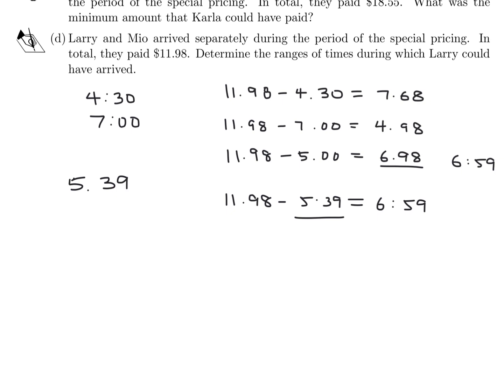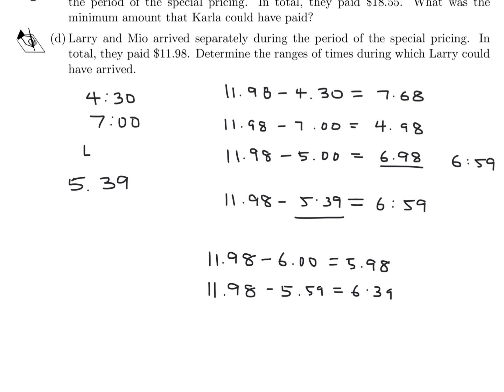And now let's try the other end of the spectrum. What happens? Let's try 6 o'clock. So that'd be $6. That's 5.98. Okay, that cannot be a time. But how about we try 5.59? Yeah. One minute before, and that gives me 6:39. That can be a time. Okay, that works.